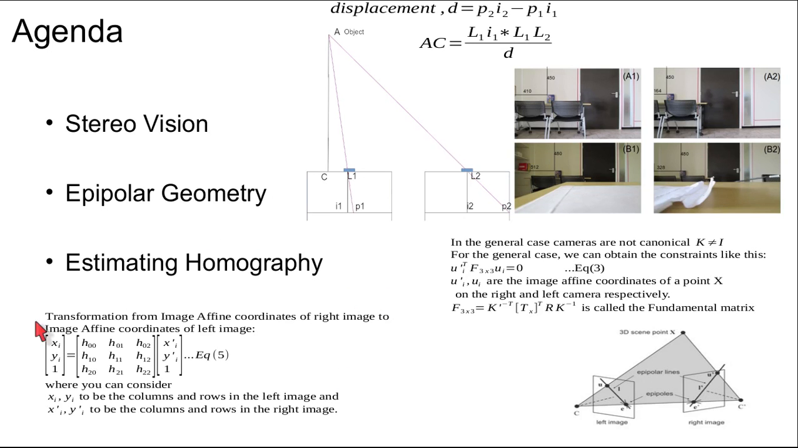We also studied how to estimate homography, which allows us to convert the image affine coordinates of one image into the image affine coordinates of another image. And we also studied how this is useful in applications such as image stitching.